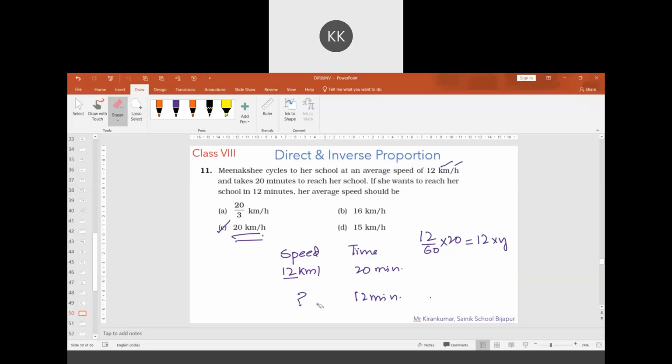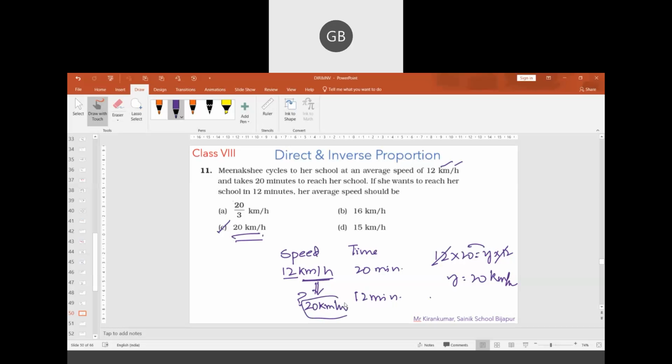If you don't convert this, 12 into 20 equal to 240, this is per hour. So 12 into 20 is equal to y into 12. So y equal to 20. 20 is in terms of kilometer per hour because the same unit has to be carried forward. So you will get 20 kilometer per hour. So in this way also it can be solved.